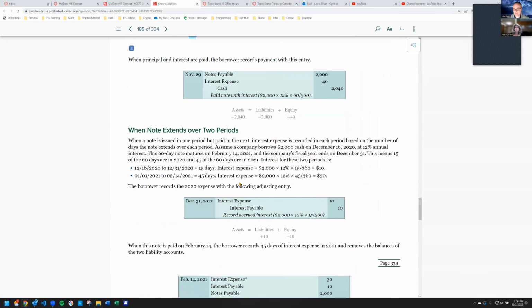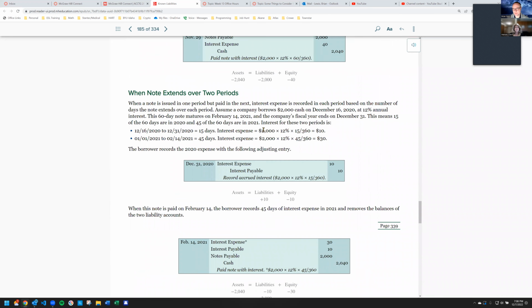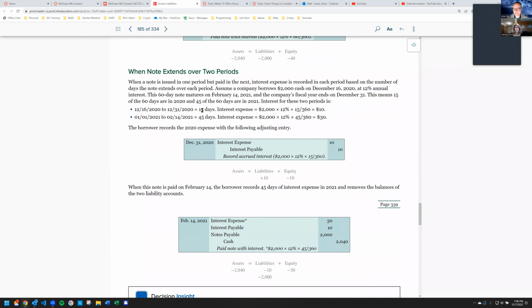Did they show that? Yeah, right here. They show that when it extends over two periods, right? So 15 days in one period, 45 days in another period, and they're looking at years in this case. And so they're splitting it out between years. It'd be the same case in terms of months.